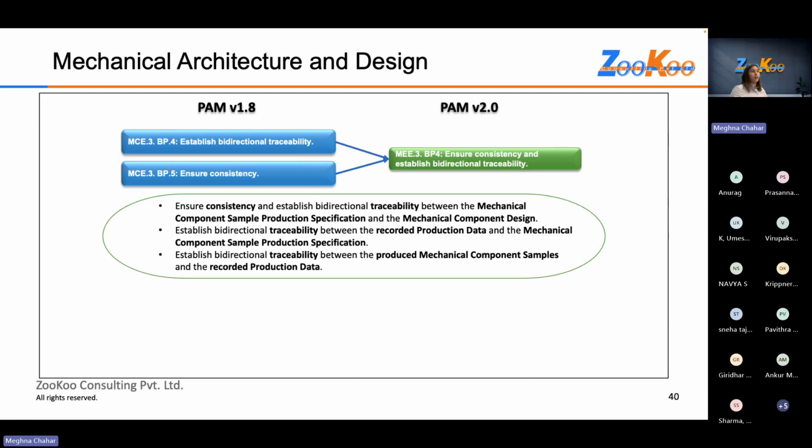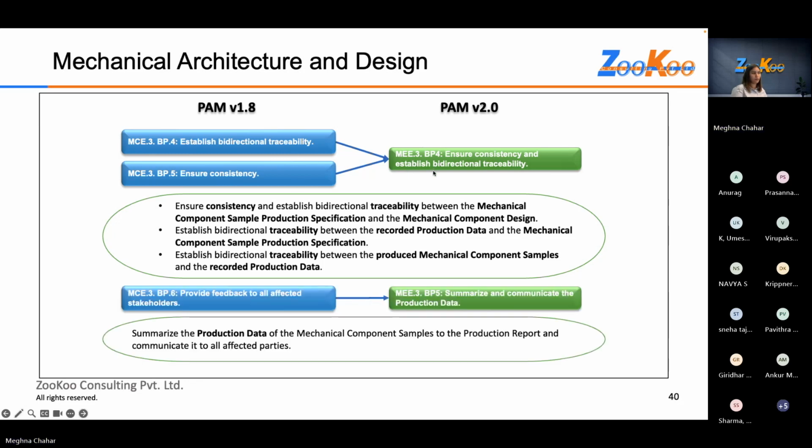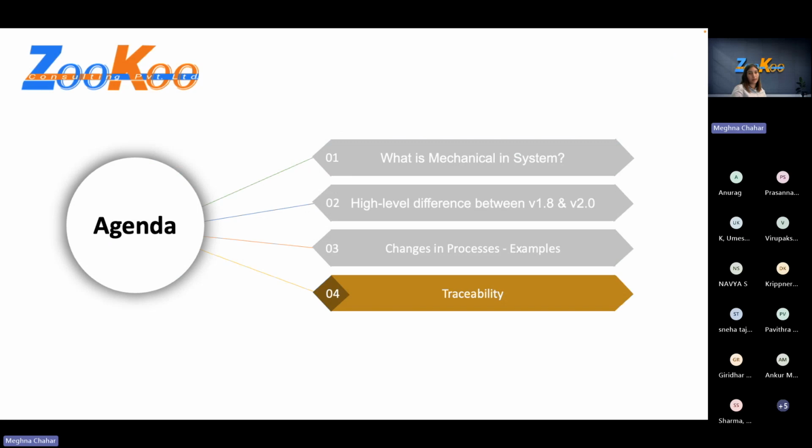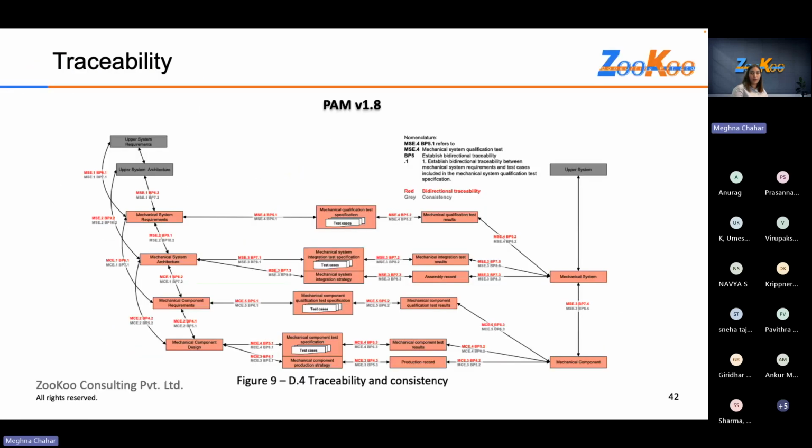Going ahead, traceability and consistency, for the same reason, have been combined. Here also, both base practices are combined into one. Last, providing feedback: we summarize the production data from our sample production and communicate it to all affected parties. That's all for the differences between a few of the processes.